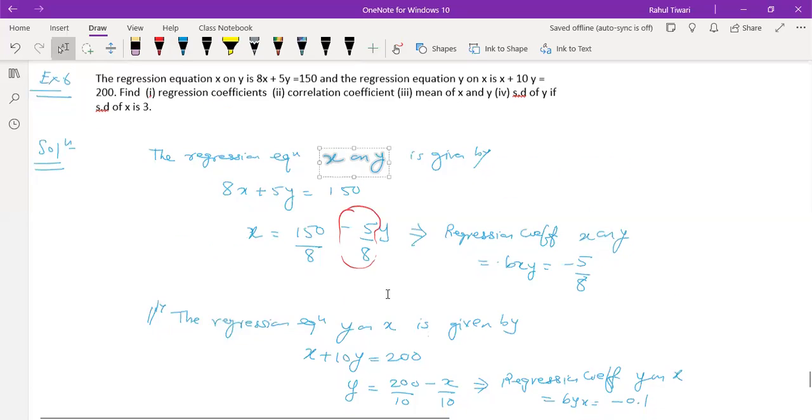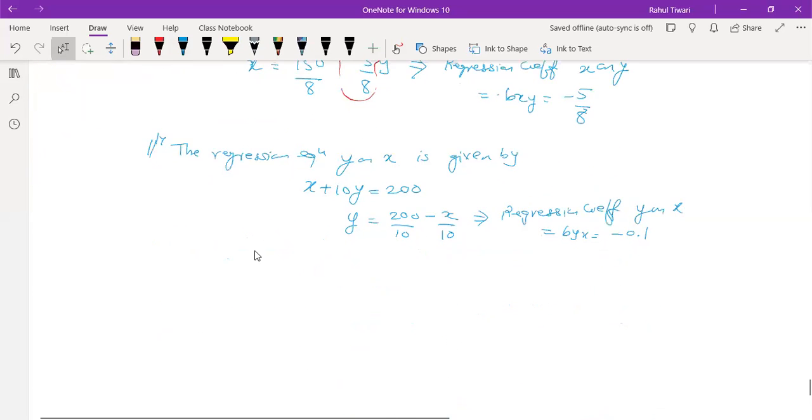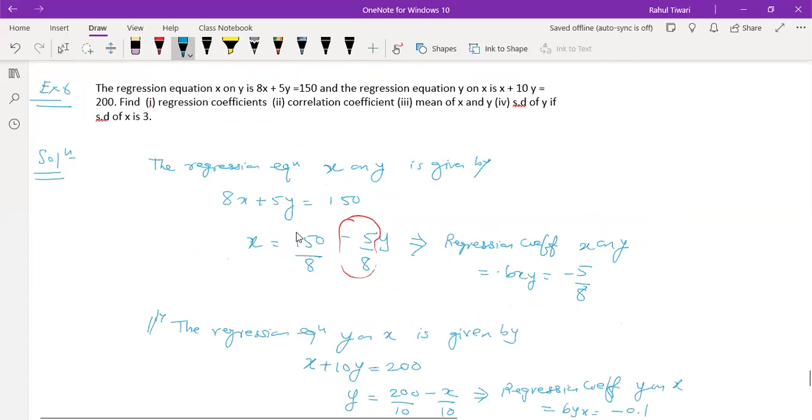Okay, so let me just cover this first. Now I'll come to part 1. What is part 1? I think I have already covered it. This is your part 1 only, which is nothing but the regression coefficient. You can understand, we have mentioned regression coefficients.